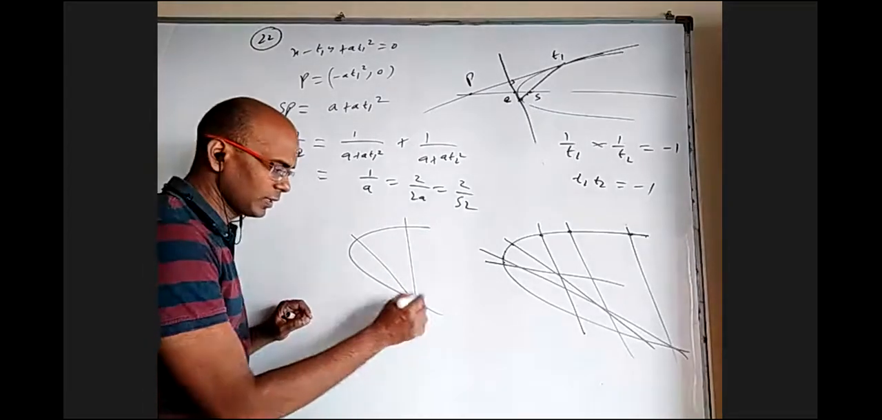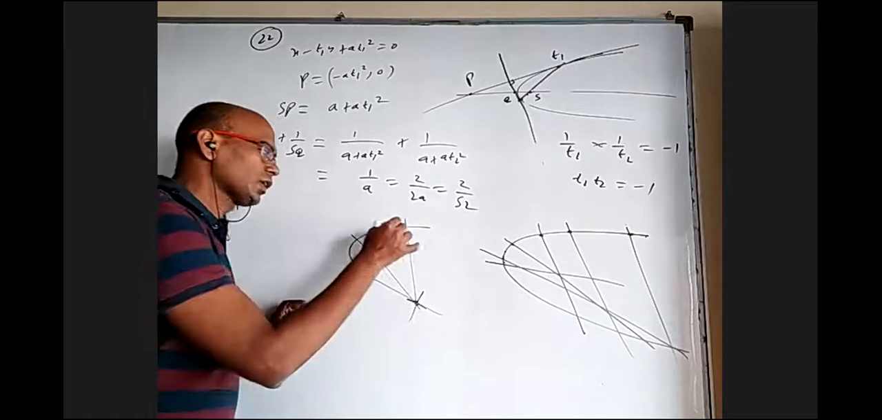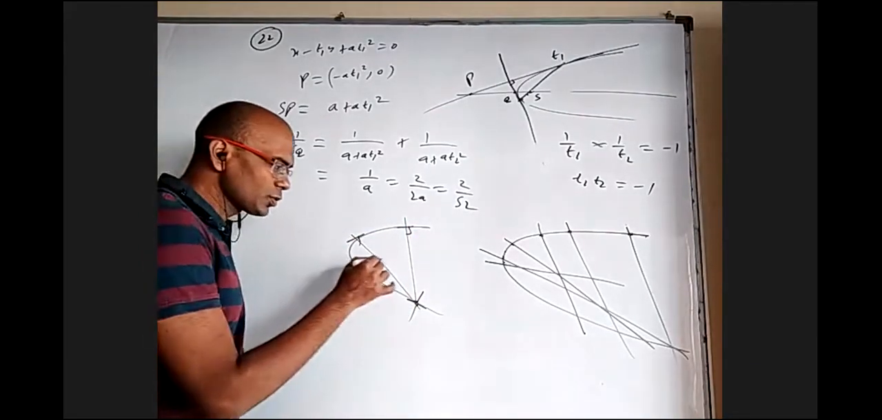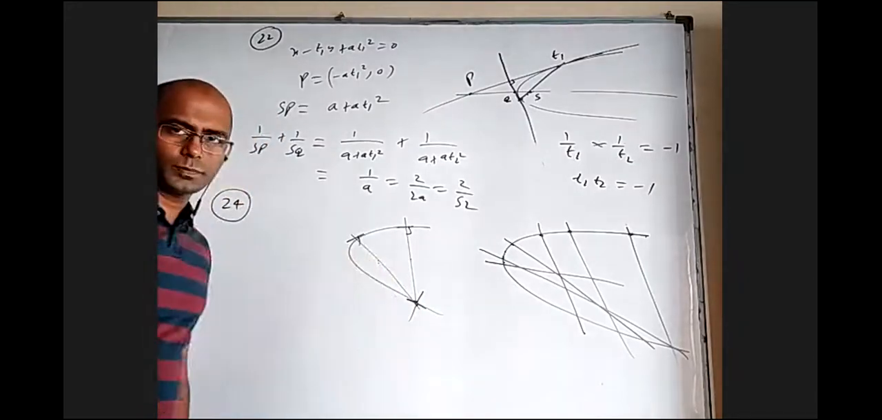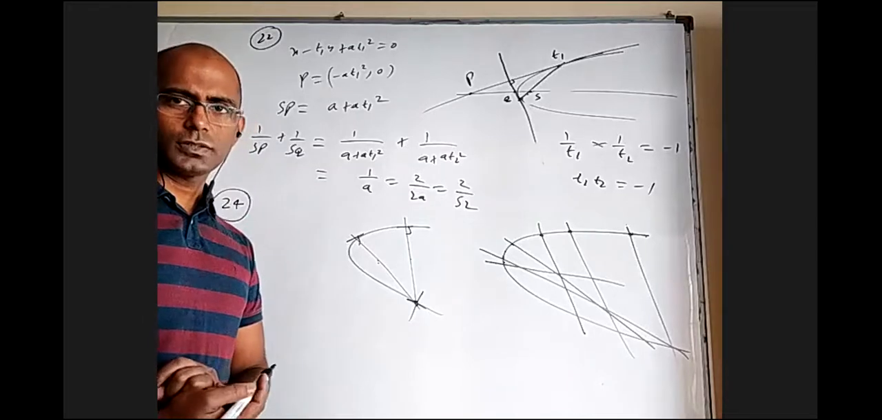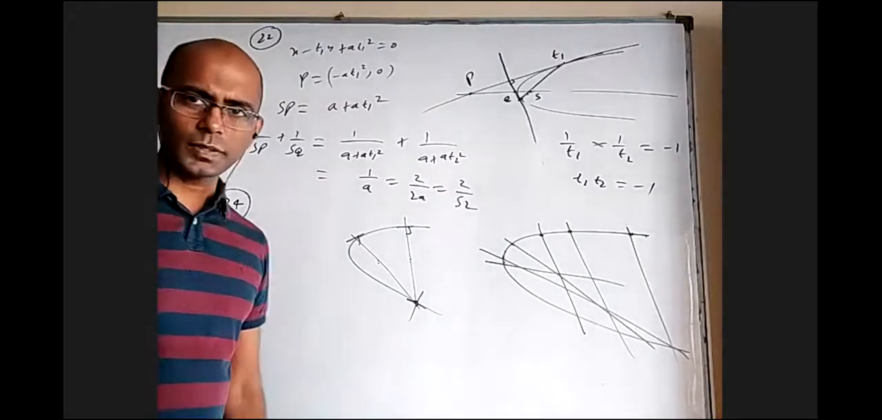Apart from the normal there, one normal is there, and apart from that, a normal here passes. When these two normals become coincident, at that time that length will be least. It is happening like that. I don't want to tell any logic for it.